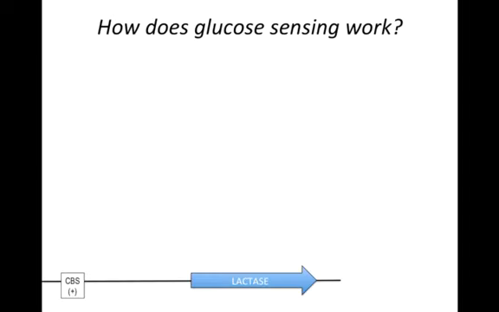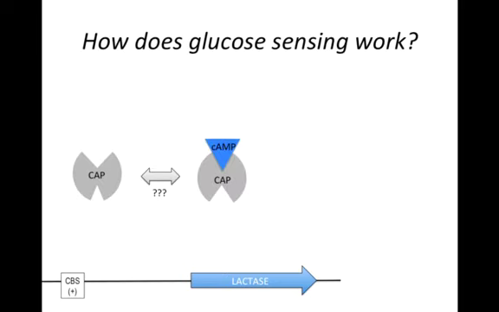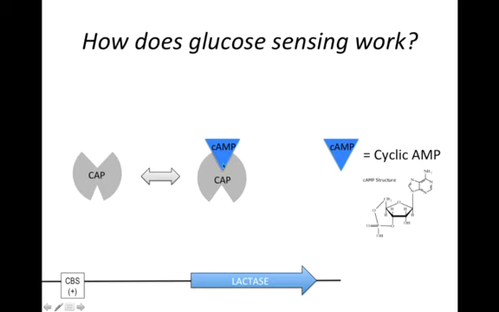Okay, now let's get into the details of how glucose sensing works. As with the repressor, this CAP protein has two different forms. On the left, we have a form that does not bind the CBS, and on the right, we have a form that does bind the CBS. The difference is binding of this other molecule called cyclic AMP.